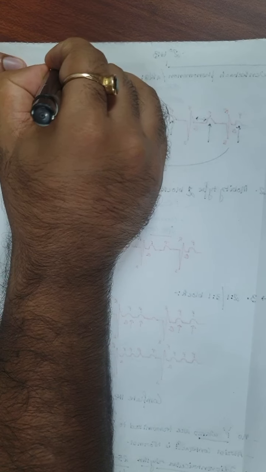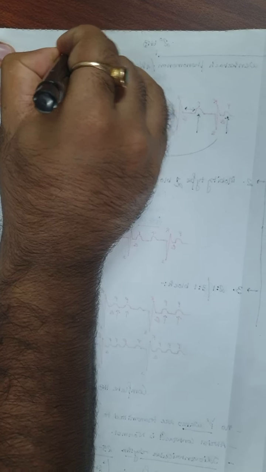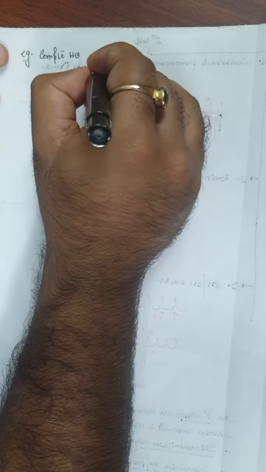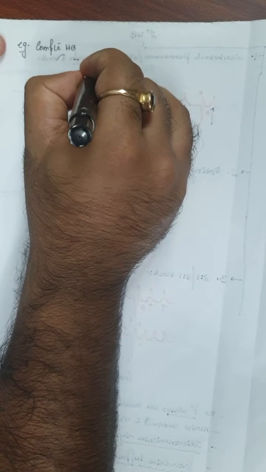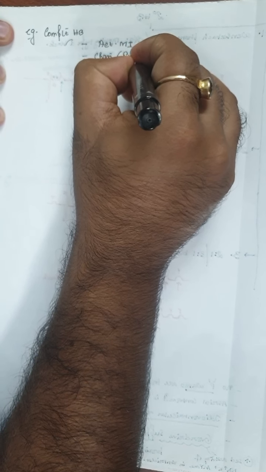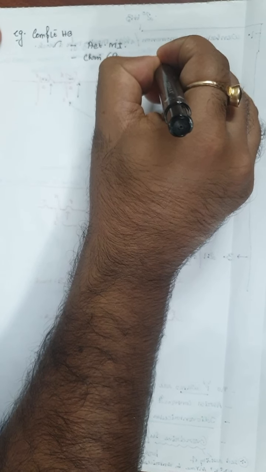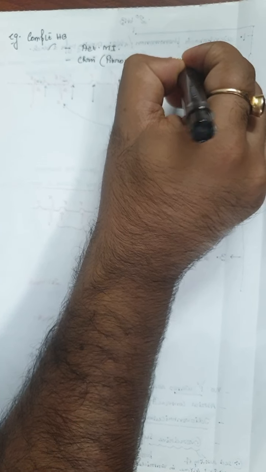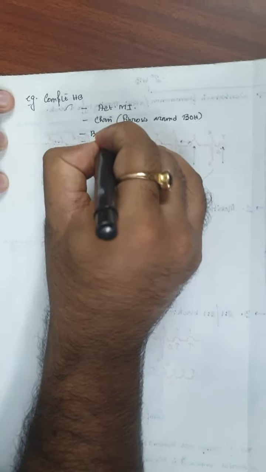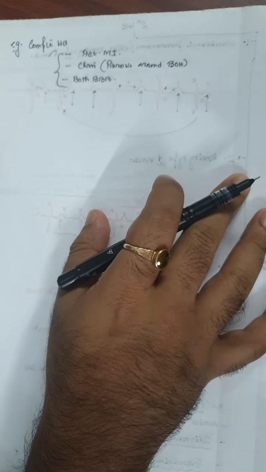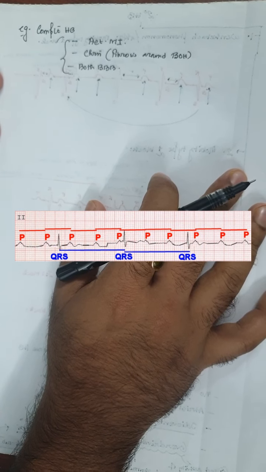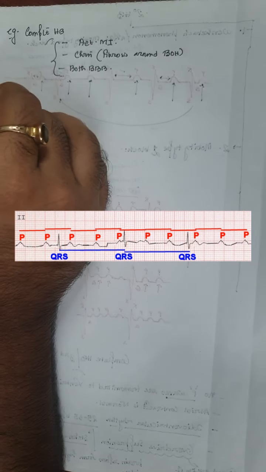What are the different examples of the complete heart block? Complete heart block occurs during acute myocardial infarction, or it may be a chronic condition like fibrosis around the bundle of His, or both bundle branch block. So in these conditions, complete heart block occurs. Now let's take a look at the ECG picture of the complete heart block. It's like this.